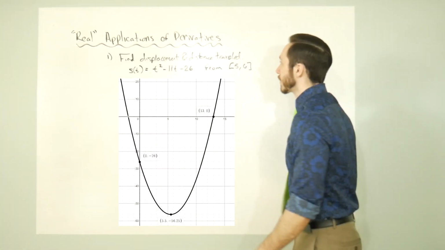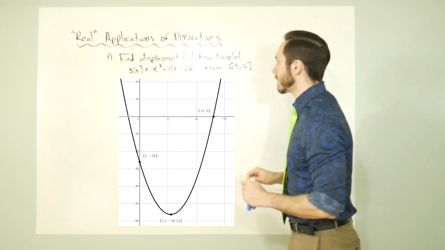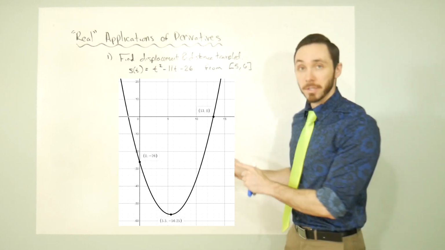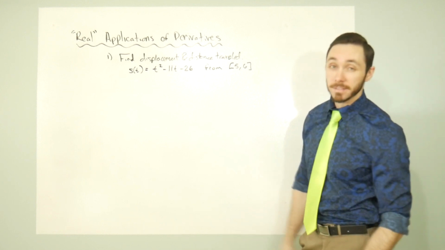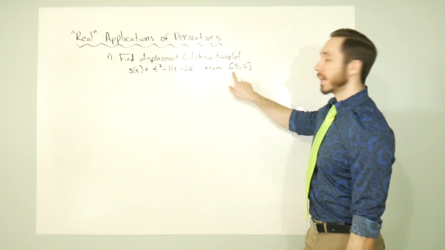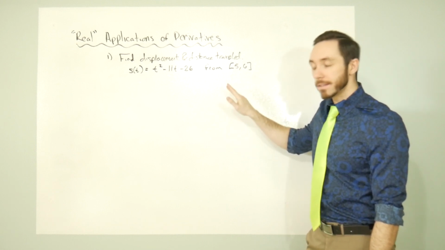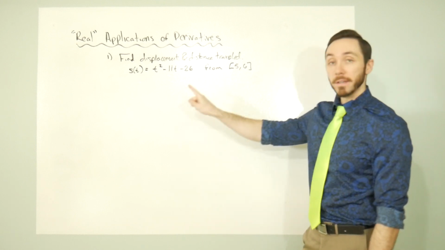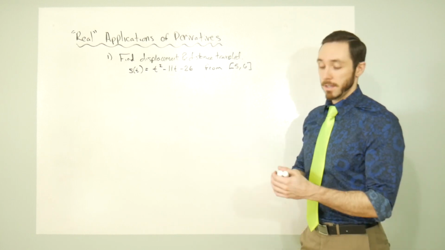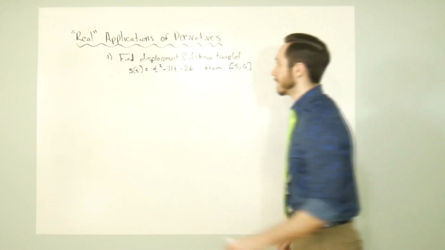Okay, starting off with our first one. Find the displacement and distance traveled when given the position function, that is s of t. And we're given a start and end point from, say, 5 seconds to 6 seconds. There is a difference between displacement and distance traveled. Here is a pictorial example of that.